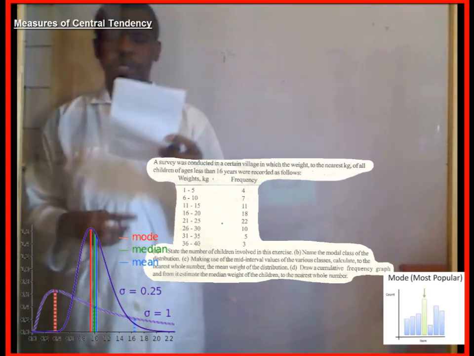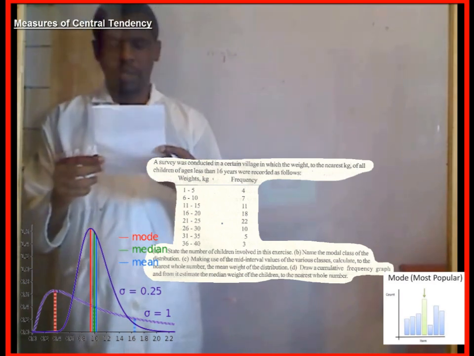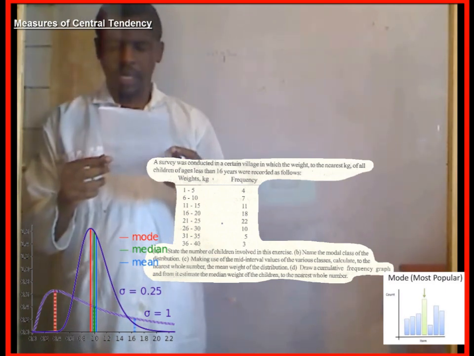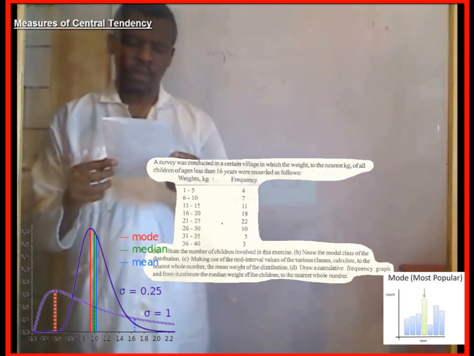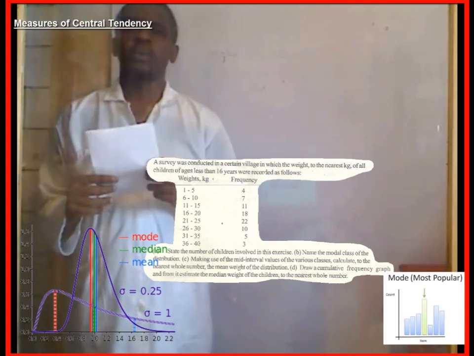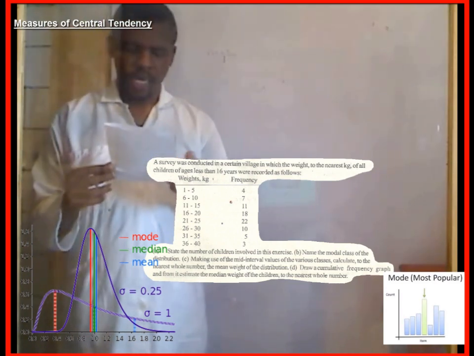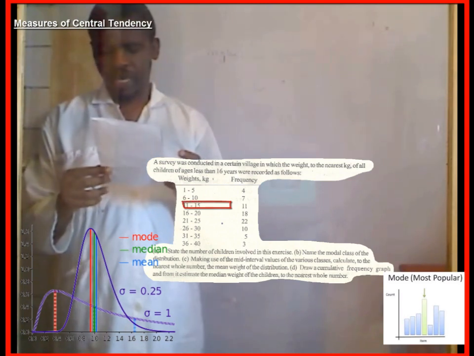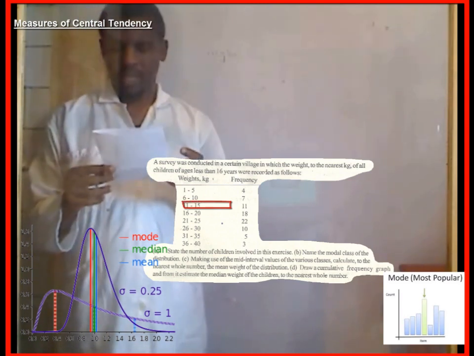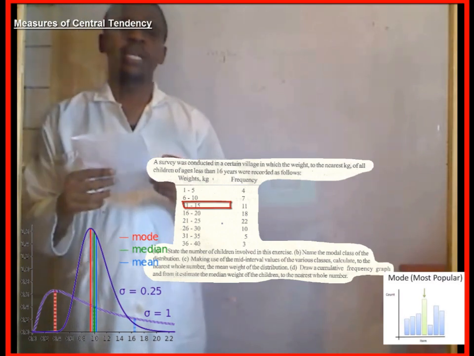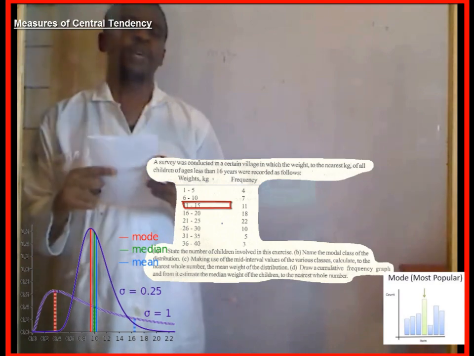Let's look at this other question. A survey was conducted in a certain village in which the weights to the nearest kilogram of all children of ages less than 16 years were recorded. We're asked to find the modal weight. We start by observing the frequencies. We find that the highest frequency there is 22, and this belongs to the weight range from 21 to 25. So our modal weight there is 21 to 25 kilograms.